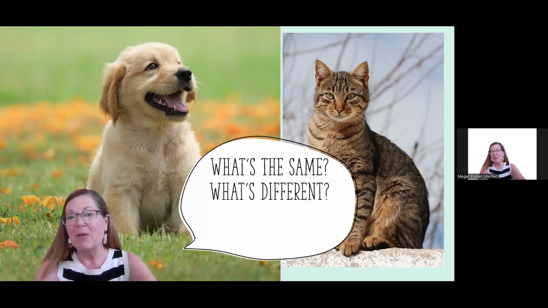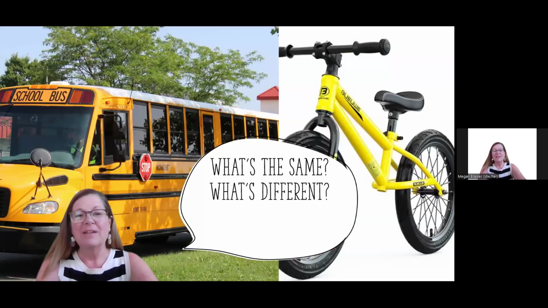One of the animals has its mouth open. What's different? They're different animals. One's a cat and one's a dog. So we're just getting used to the routine, and there are lots of different possible solutions or answers your students are going to give you.